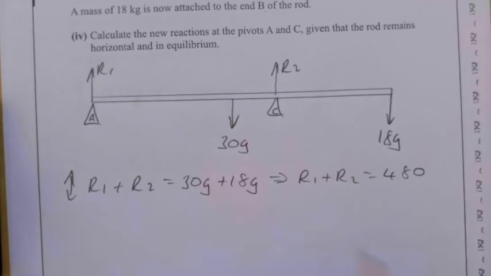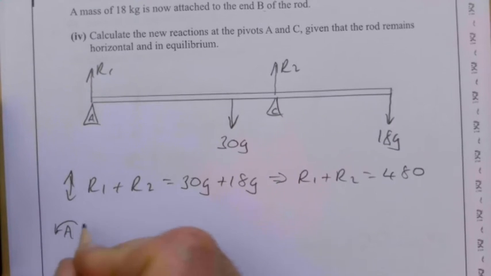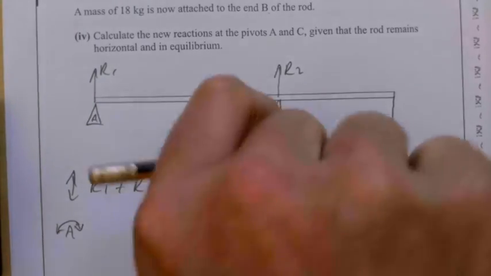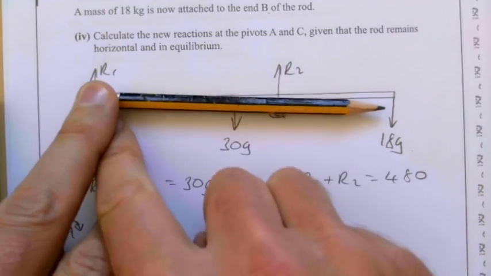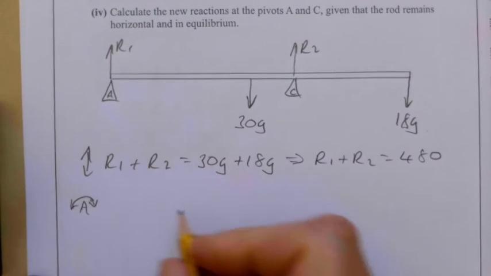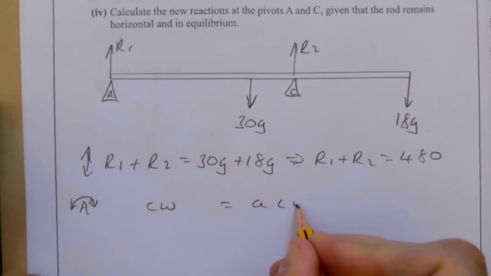I'm going to do the same thing again and take moments about the point A. The reason I'm doing that is that it eliminates the R1 here. Because I'm putting my pivot in here, there's no moment for R1. If I push in that direction, it doesn't rotate. So R1 has no effect, as there's no distance away from the pivot point. So it's clockwise equals anti-clockwise.